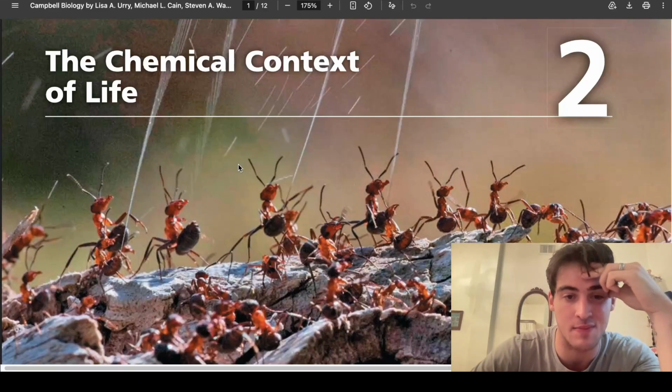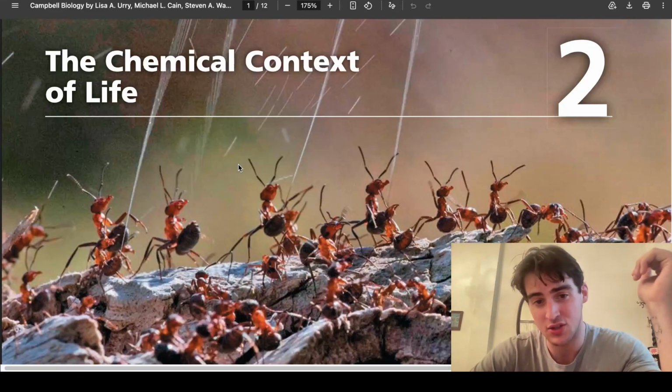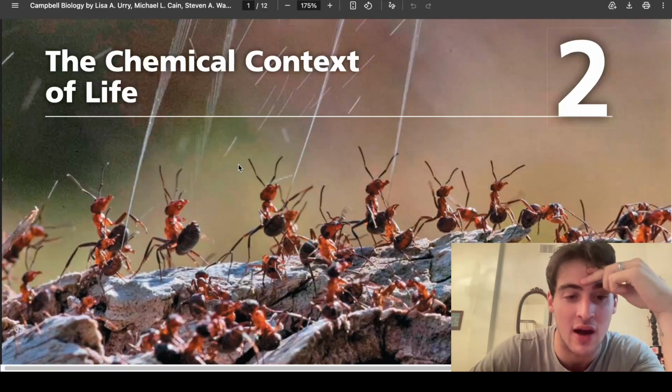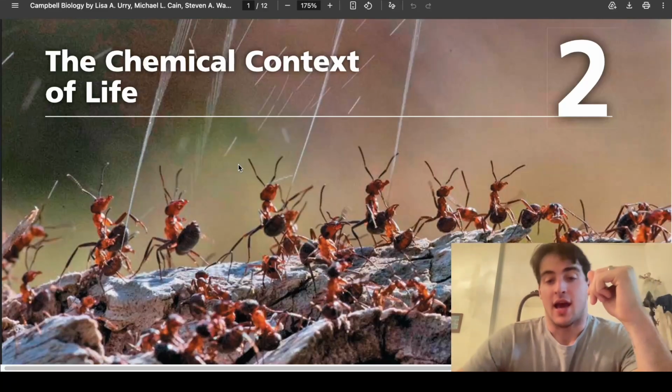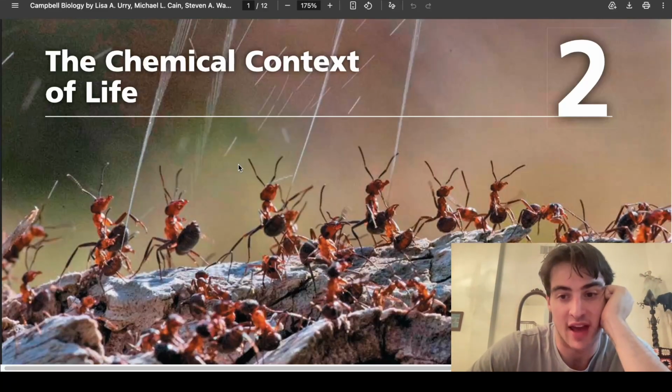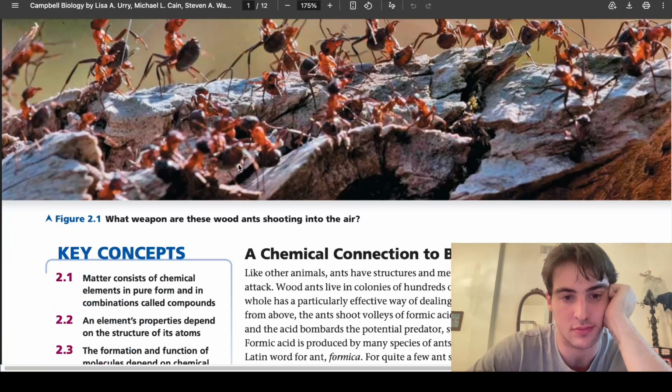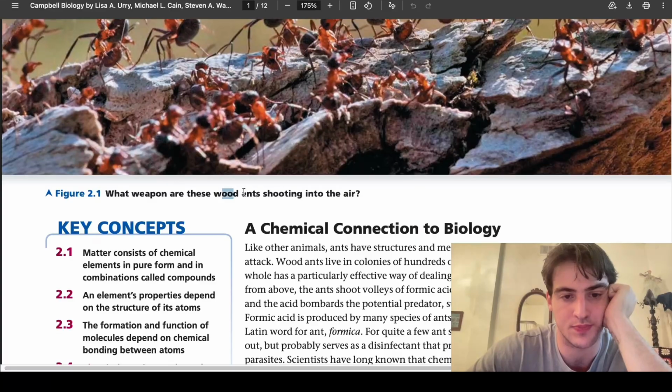I've never seen an ant shoot liquid out of itself. Gotta say, I'm guessing this is a special kind of ant. I'm gonna guess it's some kind of poison, like cyanide or something. They're wood ants.